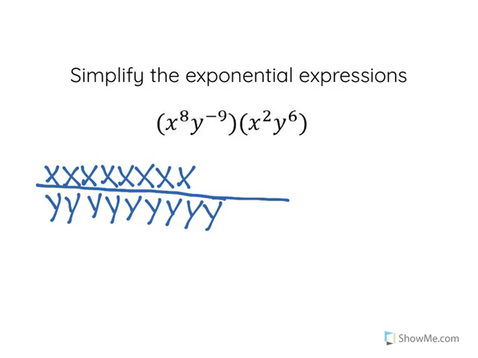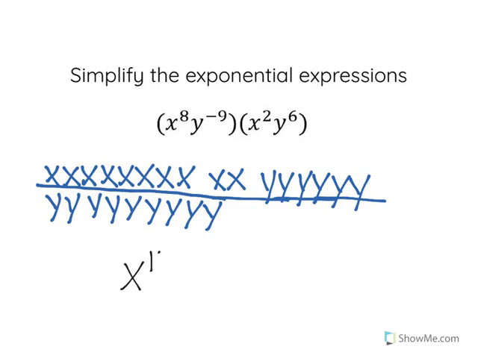Now what we're going to do is we're going to write our x squared, which is 2 x's, and y to the 6th. So those y's are going to be on top. So what we're going to do is we're going to combine everything that we have. So we have a total of 10 x's. We have 8 from the first part and 2 over here. So we're going to write x to the 10th.